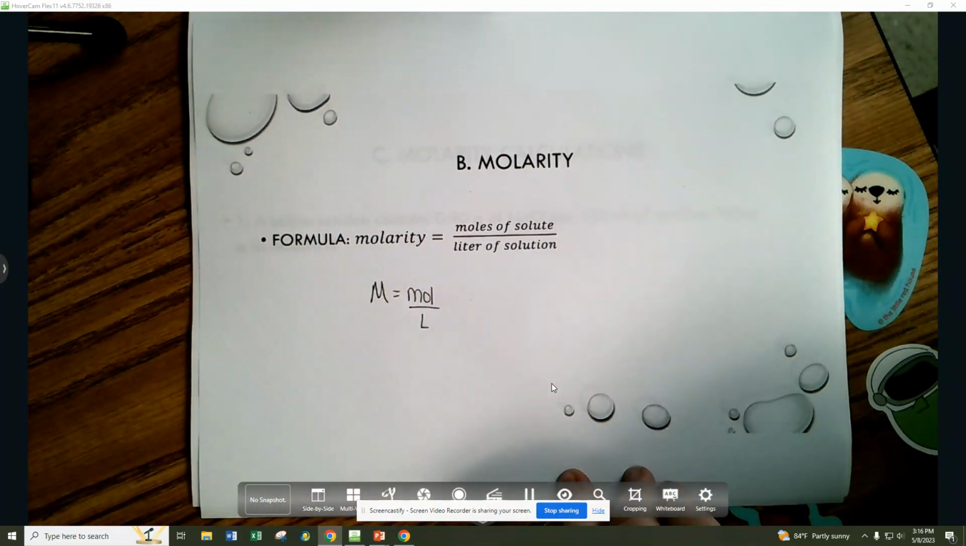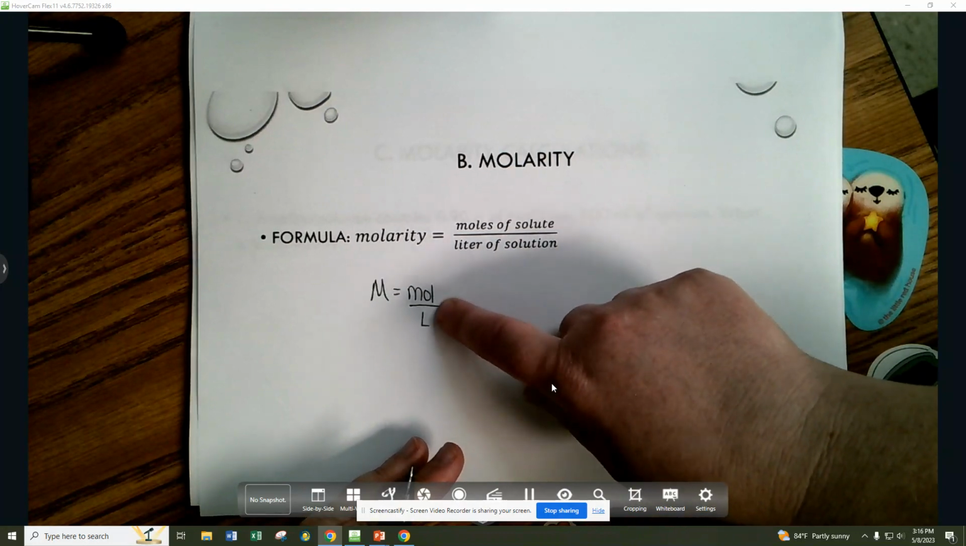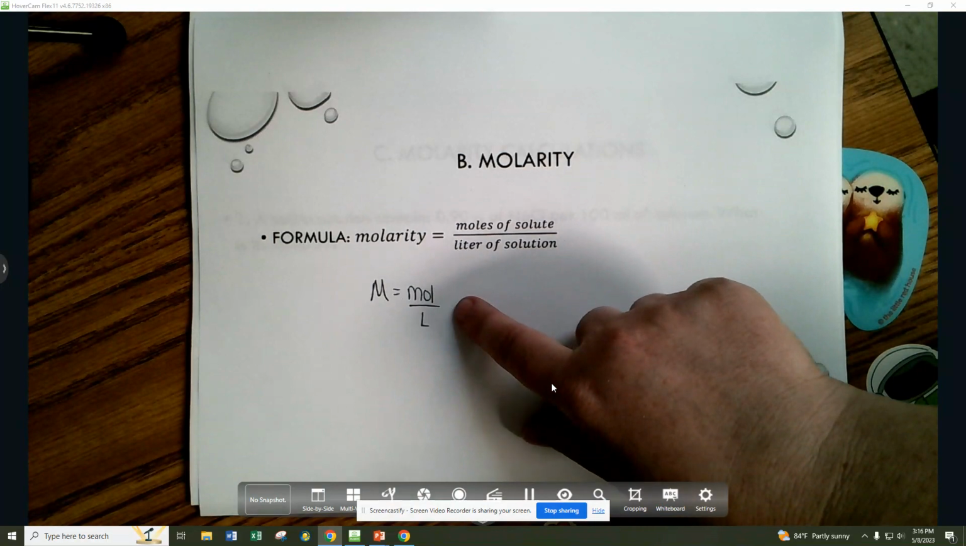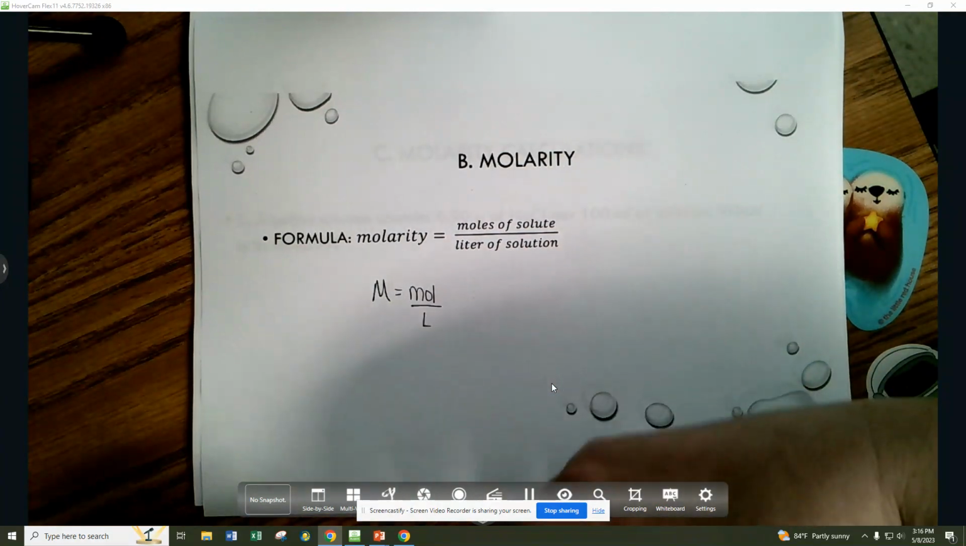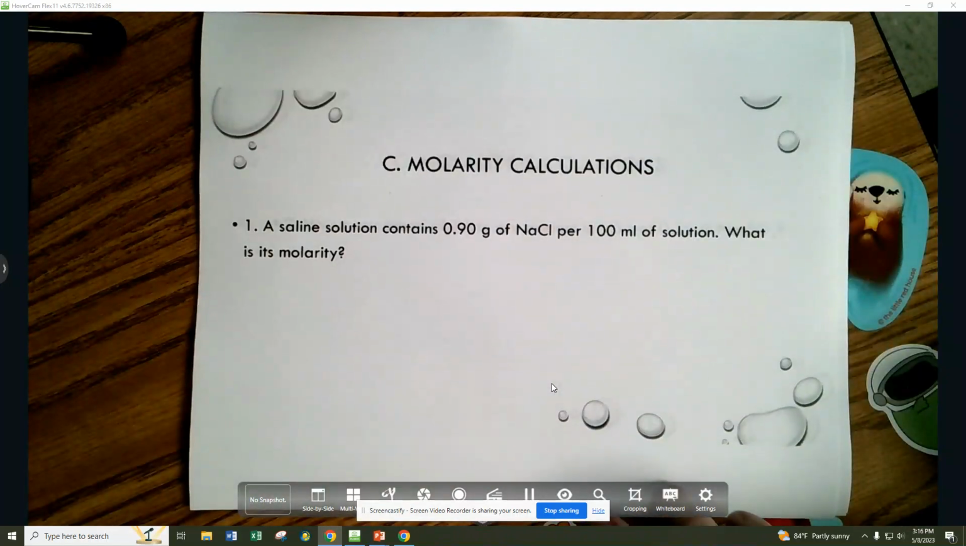When we define the concentration here, we have very defined units. The amount of something, the amount of solute, like salt, has to be in moles. How much solution we're dissolving it into has to be in liters. So I got a few examples with that.